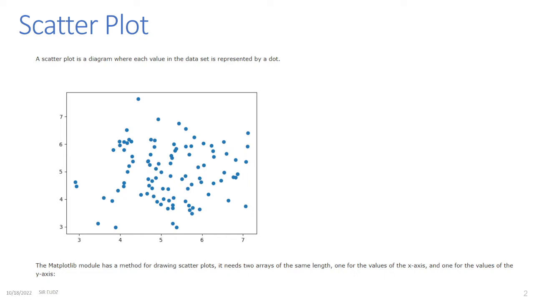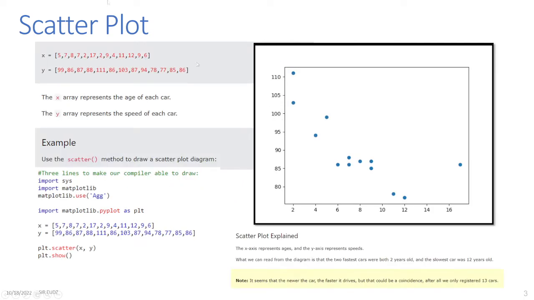It needs two arrays of the same length, one with the values of the x-axis and one with the values of the y-axis. So in this example, we have the following values for x, and the following values for y, inside an array or a list. The x array represents the age of each car, and the y array represents, for example, the speed of each car.